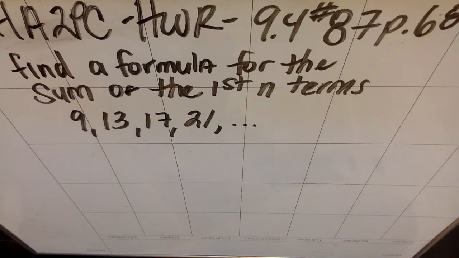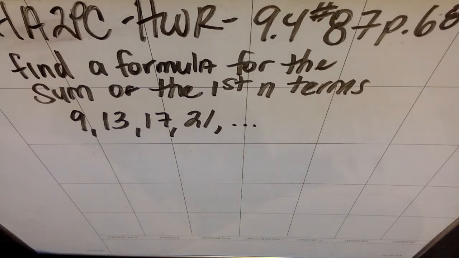This is Honors Algebra 2 Pre-Calc. We're doing homework review in Chapter 9 of Pre-Calc, 9.4, number 87 on page 687. We're asked to find the formula for the sum of the first n terms of the sequence, and we're given the sequence 9, 13, 17, 21.